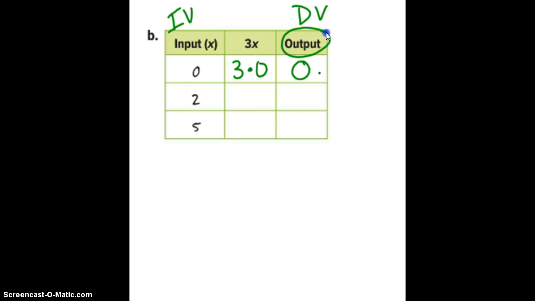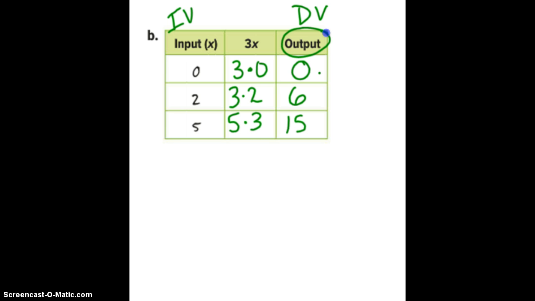Do the second and third row on your own and see if you get the same answers as I do. You should have done 3 times 2, which is equal to 6, and 5 times 3, or 3 times 5, since we know that multiplication is commutative. Great job. 5 times 3 is 15.